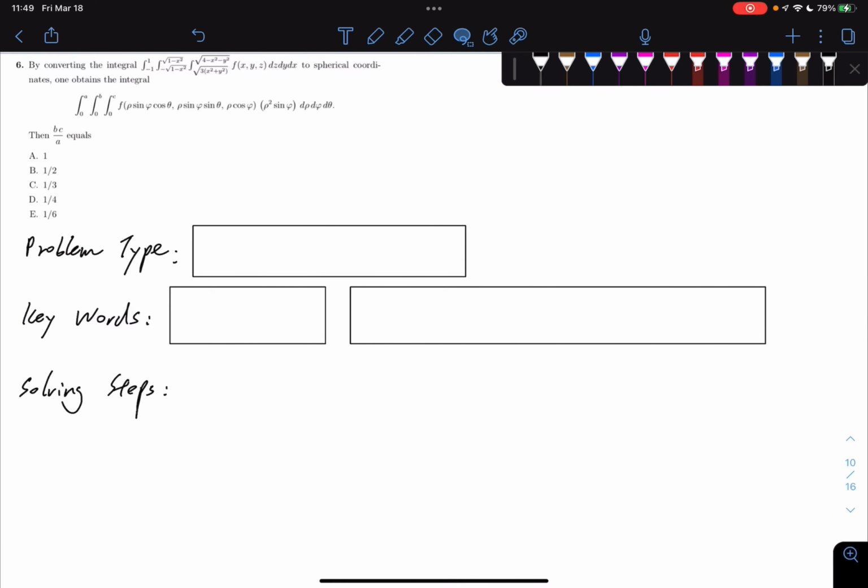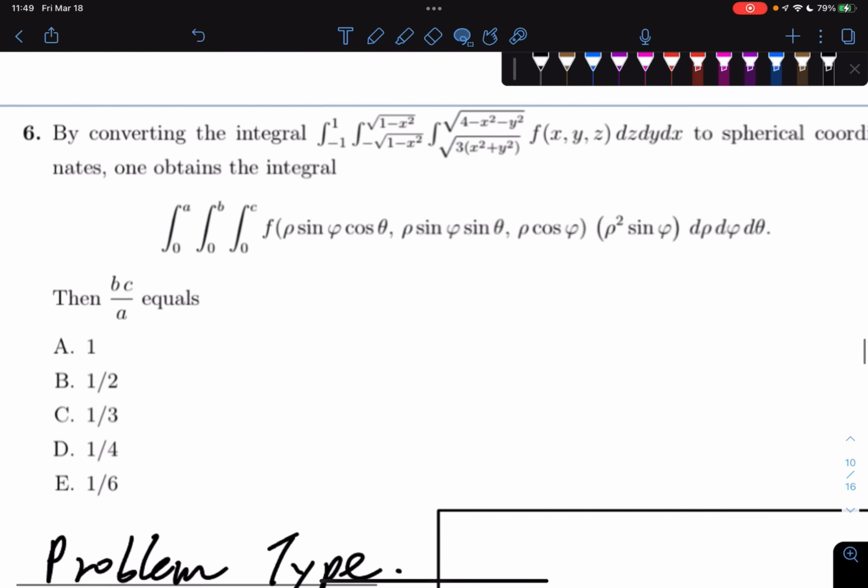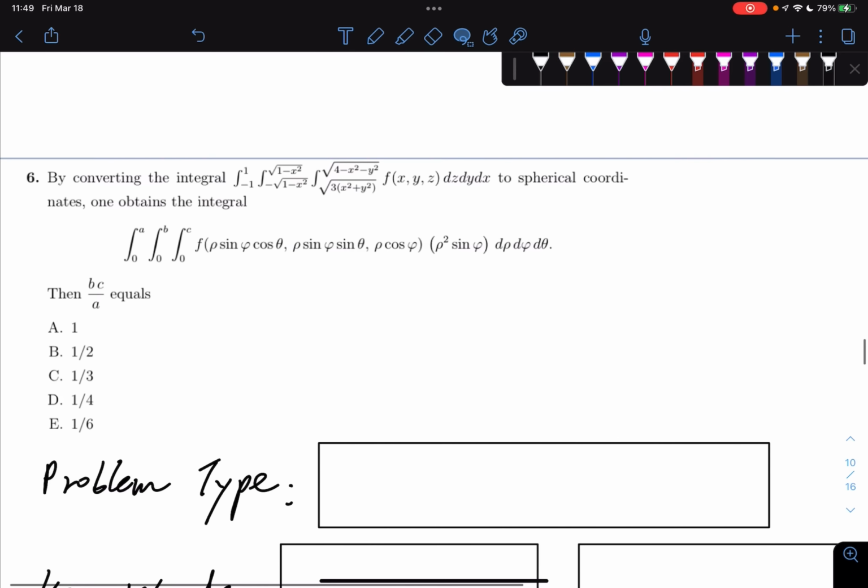All right, question number 6. By converting this triple integral into spherical coordinates, one obtains this integral, where a, b, and c are the upper bounds of the triple integrals in spherical coordinates, and then b times c over a equals. So first of all, don't be scared by this whole thing. At the end of the day, this is just x, and this is just y, and this is just z expressed in spherical coordinates, and then this is your conversion factor.